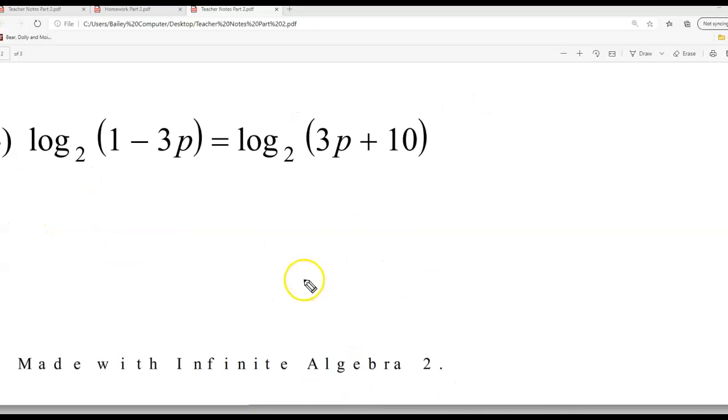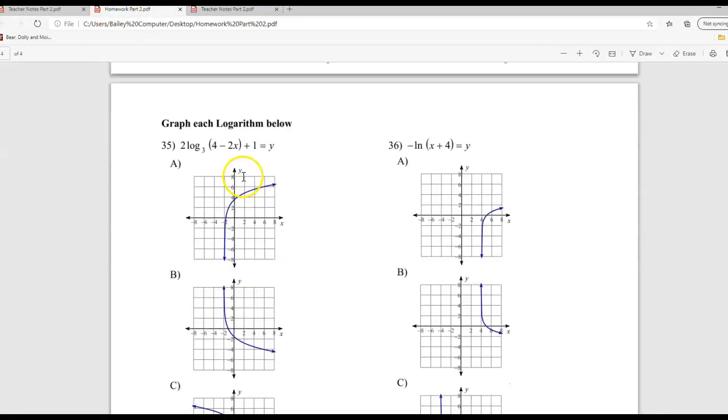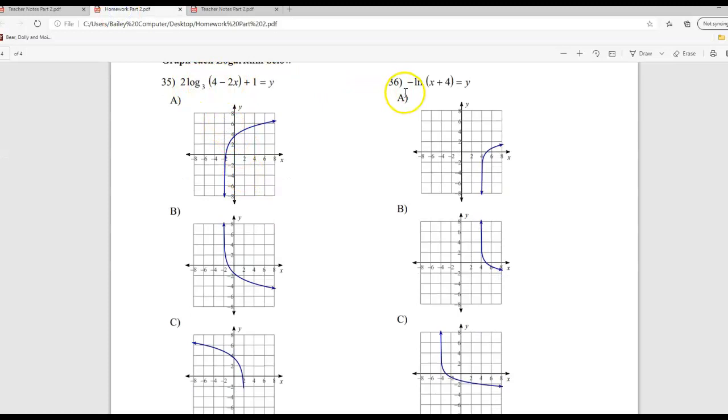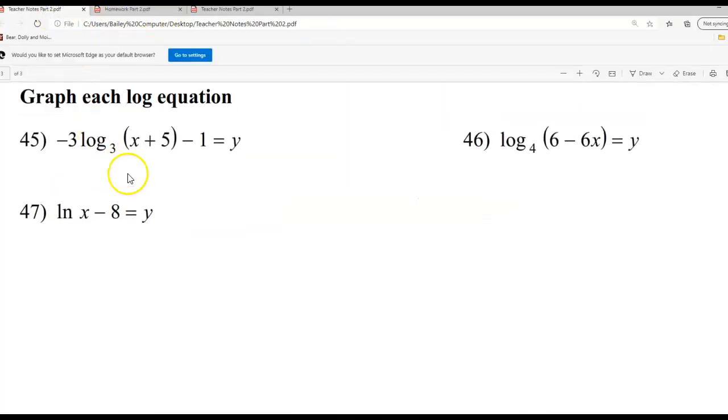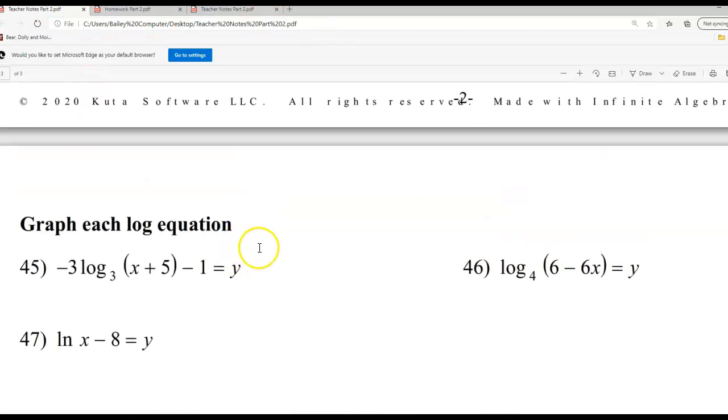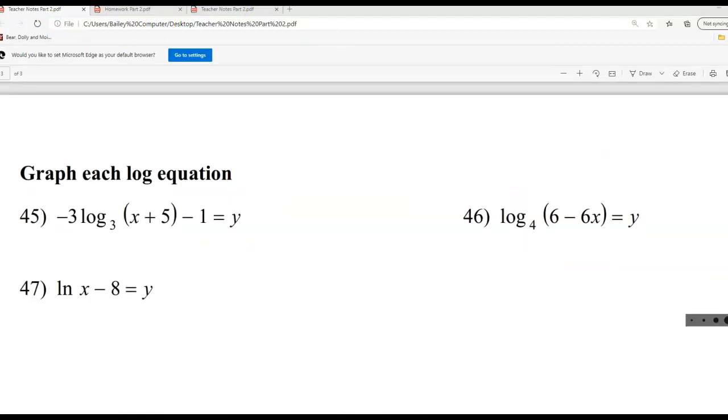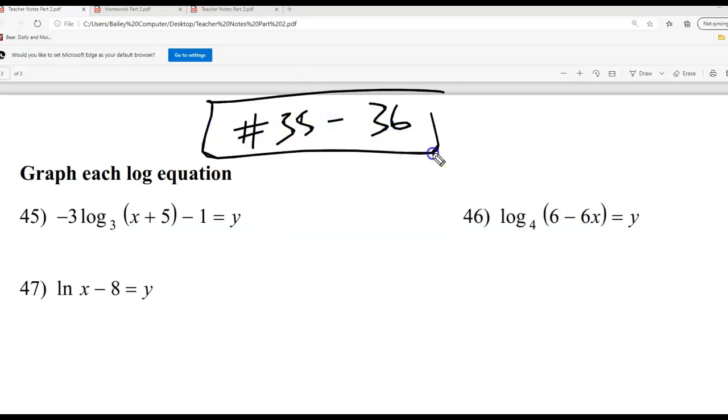So the last thing that we're going to look at now is graphing. On your guys' homework, that would be numbers 35 and 36. So write that at the top there real quick. This is for homework problems numbers 35 through 36. Okay, so how do you graph a logarithmic function?